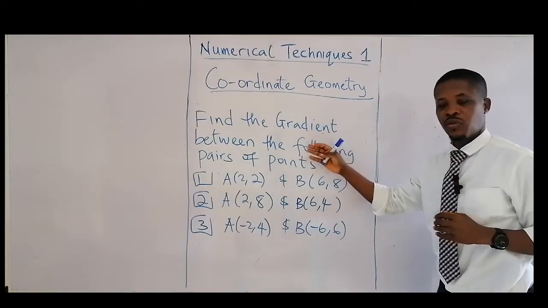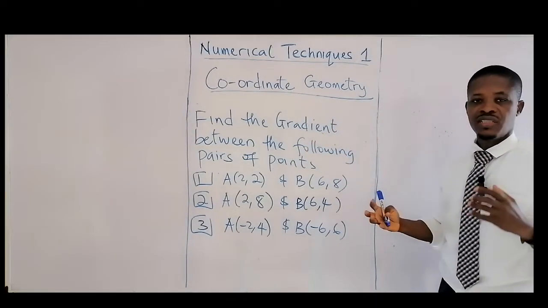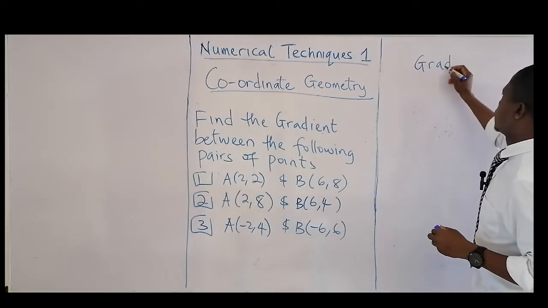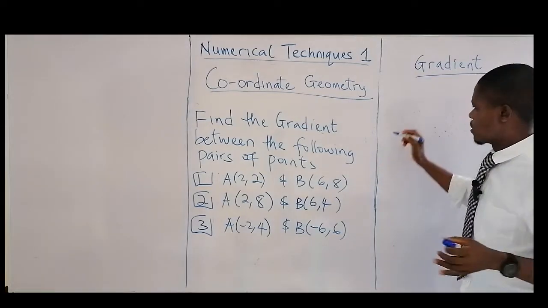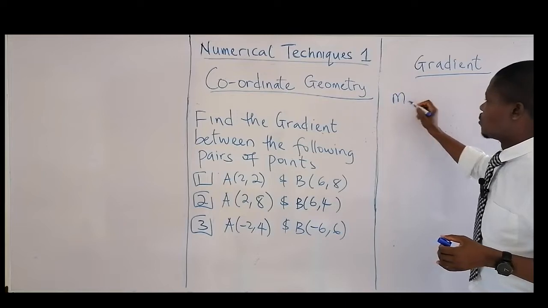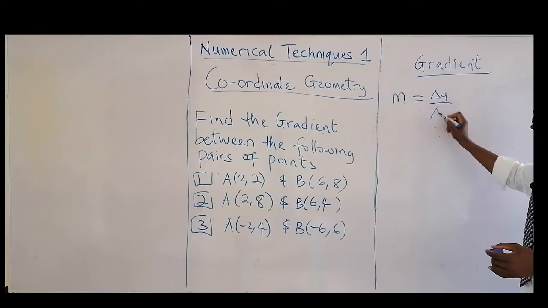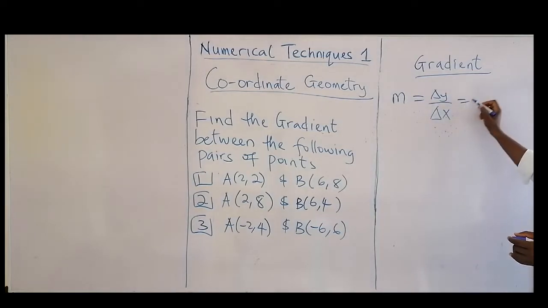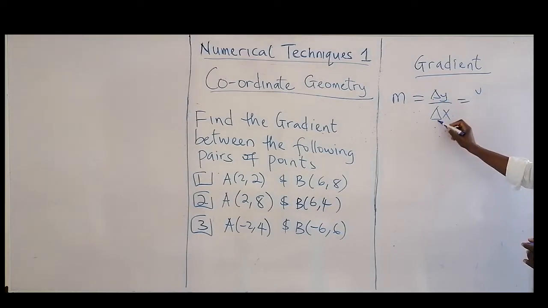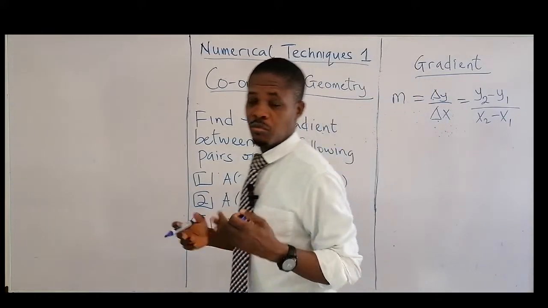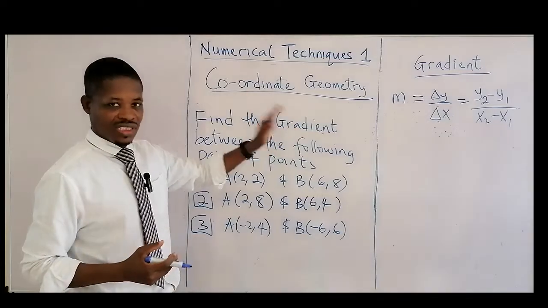The next thing we are looking at is the gradients between two points. What is the meaning of a gradient? You can use the symbol m for gradient, and that is equal to delta y over delta x, that is, the change in y over the change in x. That change will be y2 minus y1 over x2 minus x1. So two points must be involved. That's that on gradients.